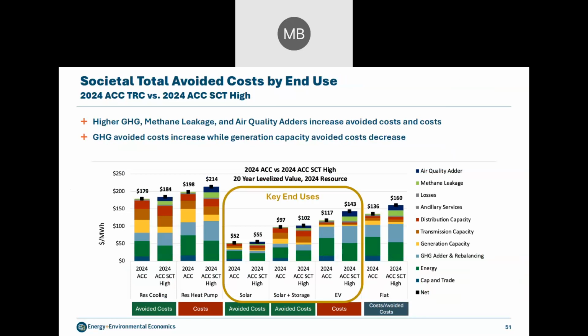So overall, we see that with the higher GHG avoided cost, methane leakage, and air quality, most DERs see a higher, like the load reducing DER see higher avoided costs, while the load increasing DER see higher costs. And we also see a similar trade-off between the GHG avoided cost and capacity avoided costs. So higher GHG avoided costs will lower capacity avoided costs. And this is for the ICT high case.